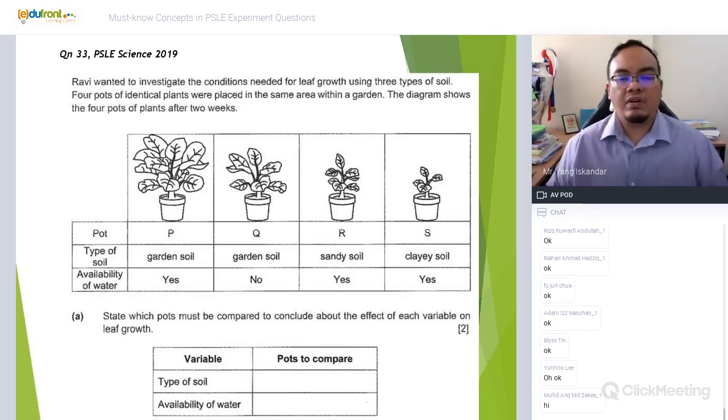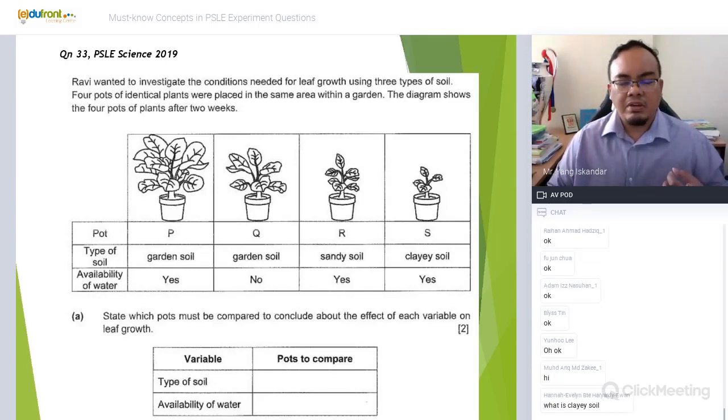So you have 4 setups in pots P, Q, R, and S, with different types of soil: garden soil, sandy soil, clayey soil, and the availability of water: yes, no, yes, yes. Then the question asks you to state which pots must be compared to conclude about the effect of each variable on leaf growth. This is a 2-mark question, relatively simple, but you must understand the concepts of how to answer an experiment question and to design a fair test. We will answer this very shortly.